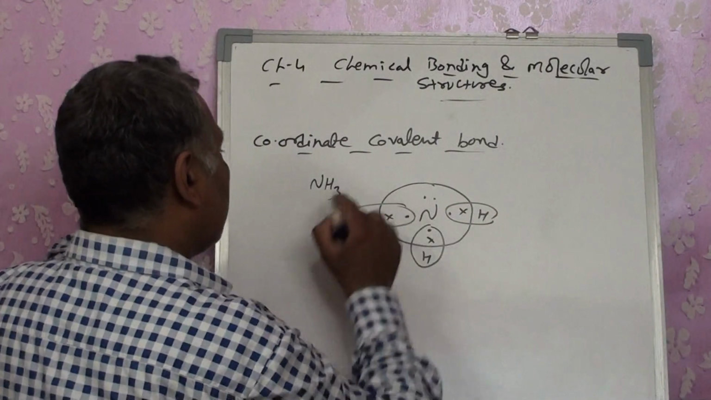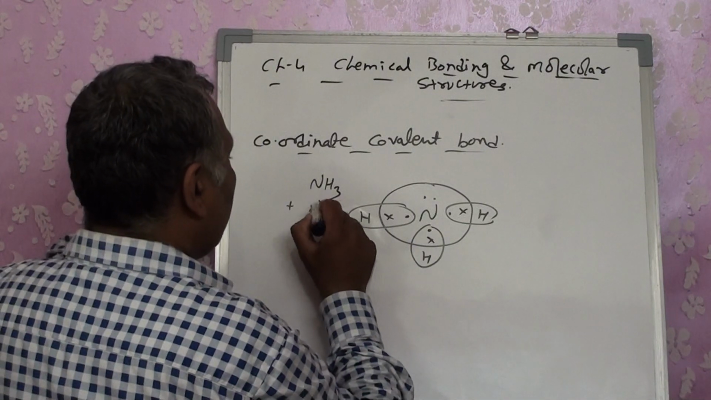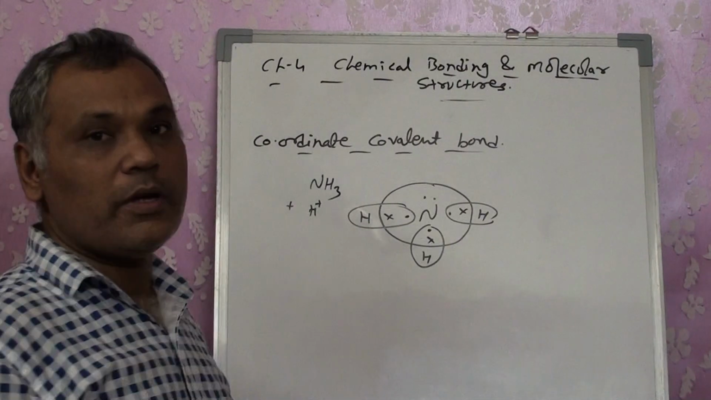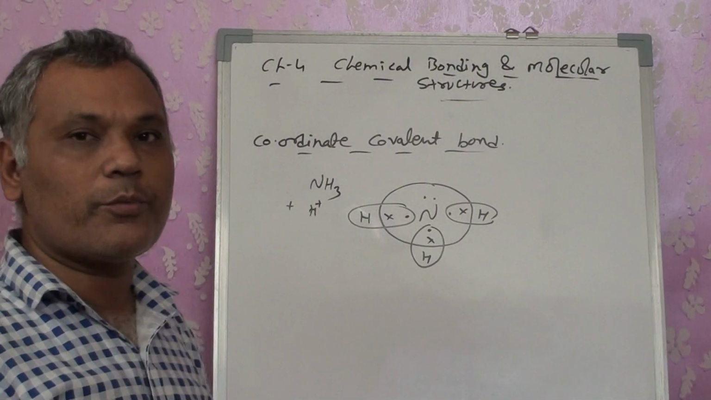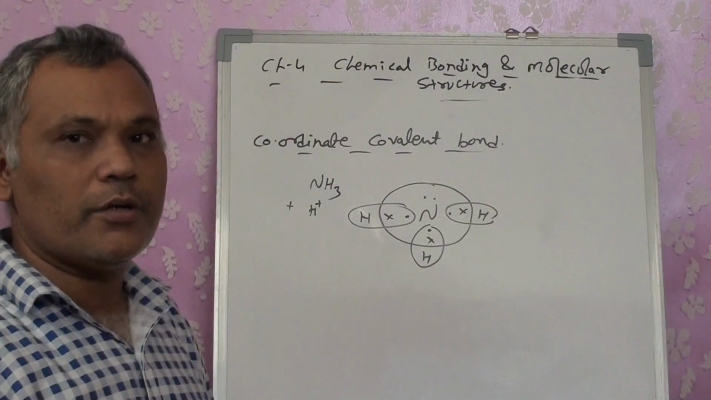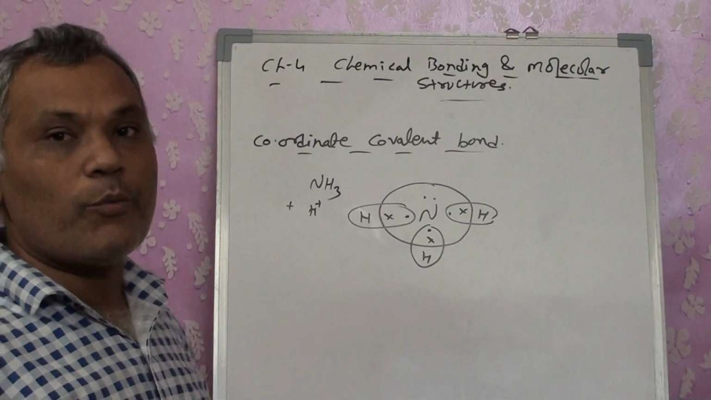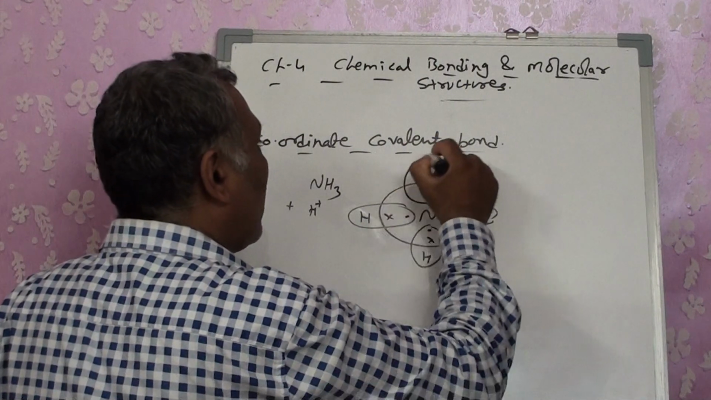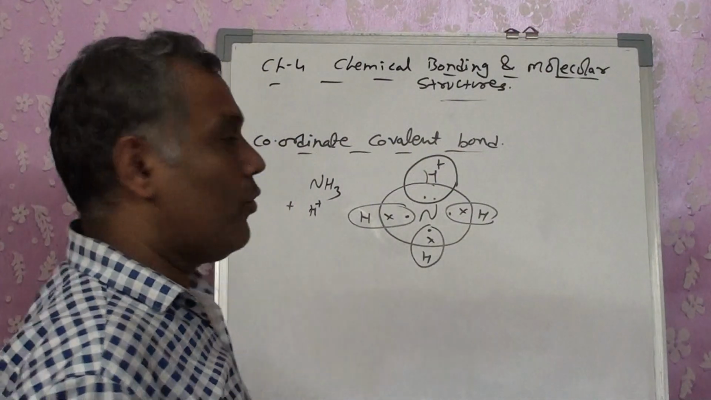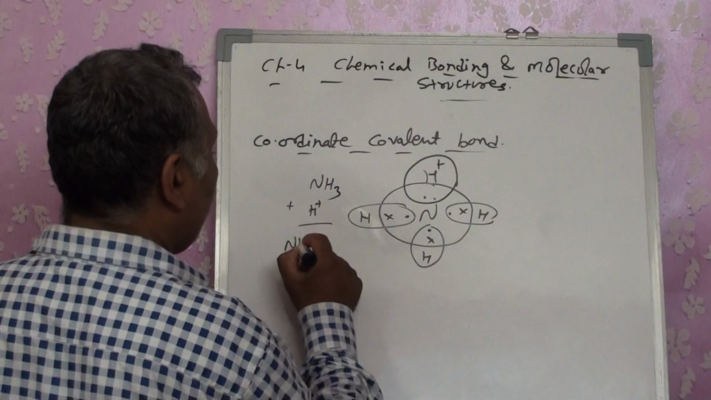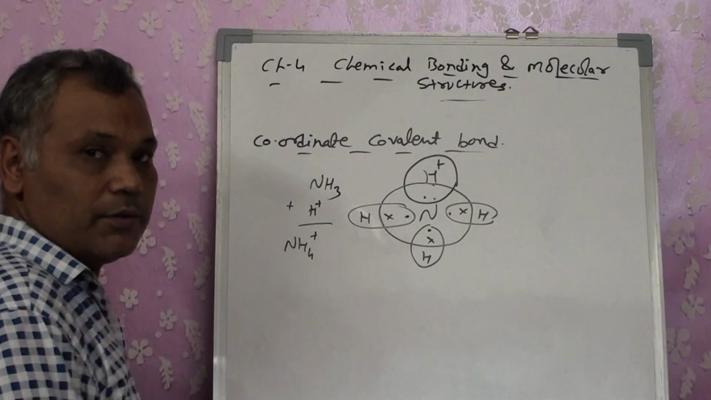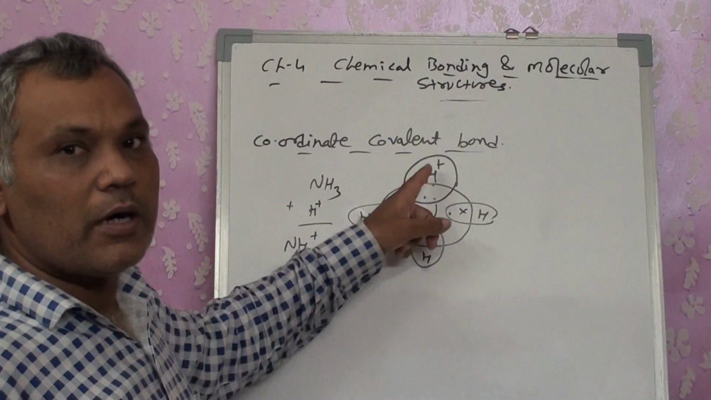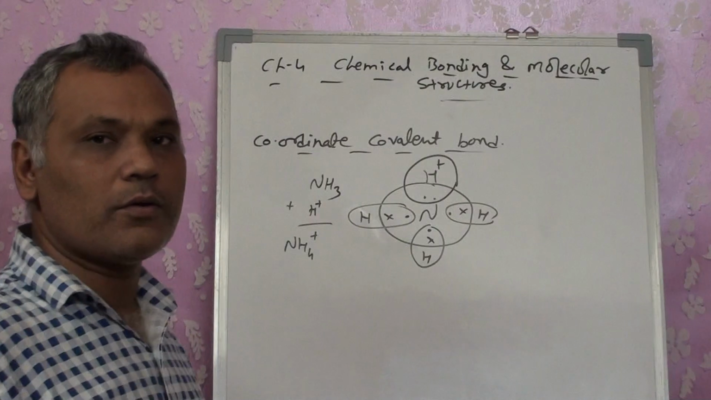inert gas electron configuration. But at the same time, there is an H plus ion. That means it does not have an electron at all. It has only one proton present in it. Its electron is already donated. And it comes closer to ammonia. At that time, ammonia gets bonded with it by donating its electron pair, forming the compound NH4 plus. At that time, one atom donated a pair of electrons, another one simply gained that electron.